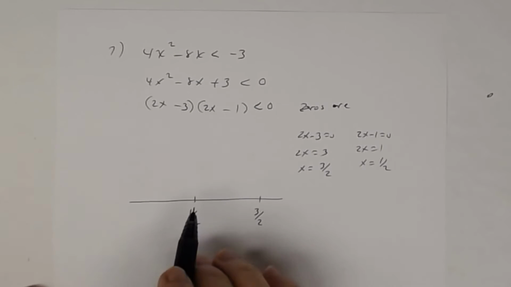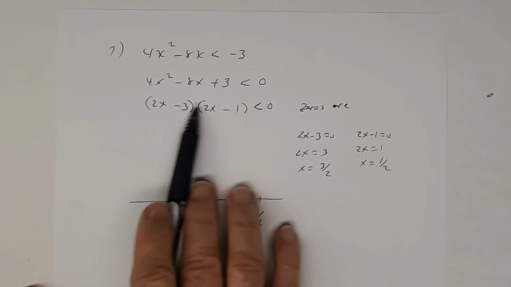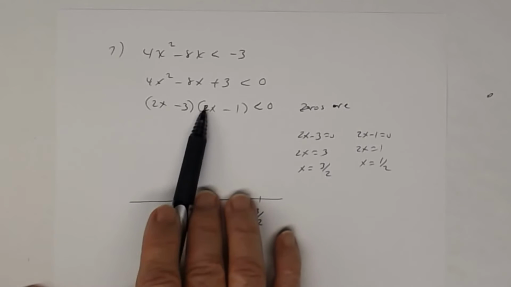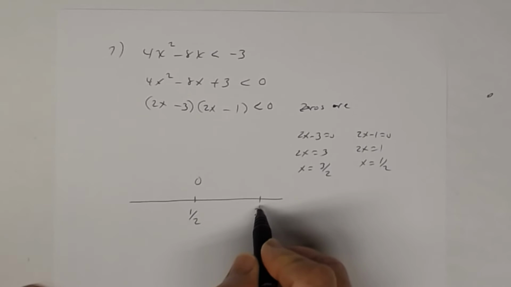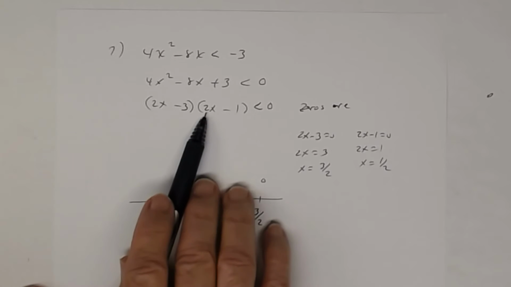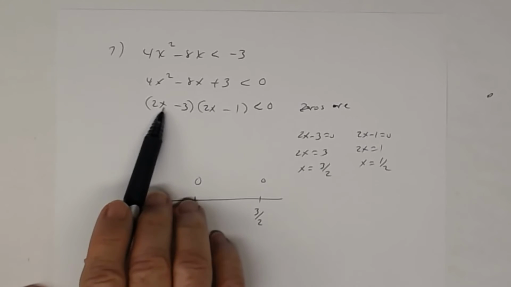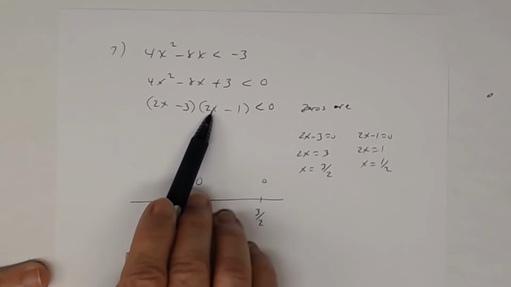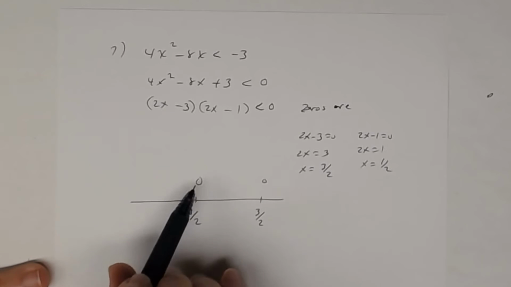Now remember, those are zeros because if I substitute 1 half into the problem here, I'm going to get 0 as this product. If I put 3 halves, I'm going to get 0 as a product as well. Makes sense because look, if you check 1 half, 2 times a half is 1. 1 minus 3 is a negative 2. 2 times a half is 1. 1 minus 1 is 0. Negative 2 times 0 is 0, right?